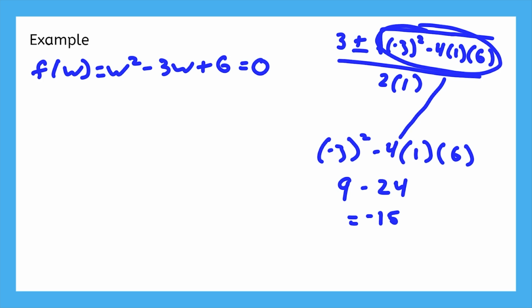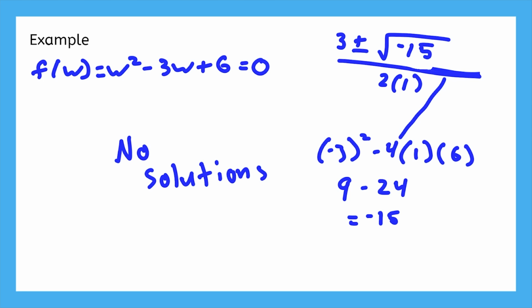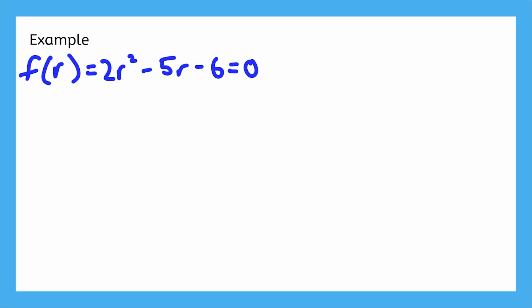What did a negative discriminant mean again? That's right, we can't take the square root of a negative value, so the formula is stuck, and there are no solutions. Good thing we checked the discriminant first, or we would have done a bunch of work for no reason. Here's our next example.